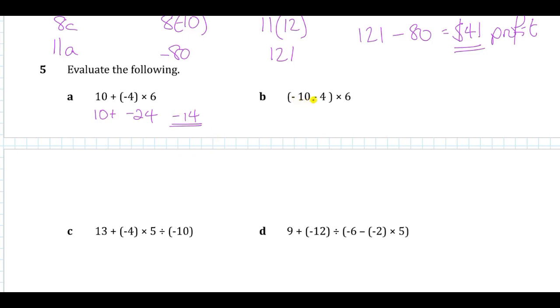Negative 10 take 4 is in brackets, which means we do that before the multiplication. Negative 10 take 4 is negative 14. Multiply that by the 6. 14 times 6 is 84. The whole thing is negative.